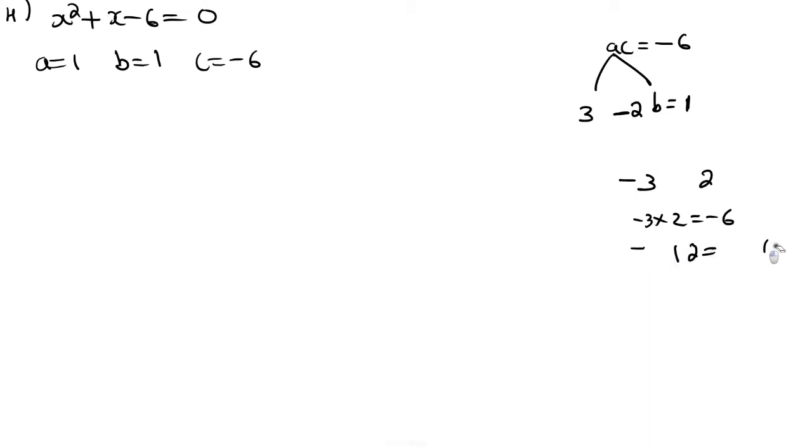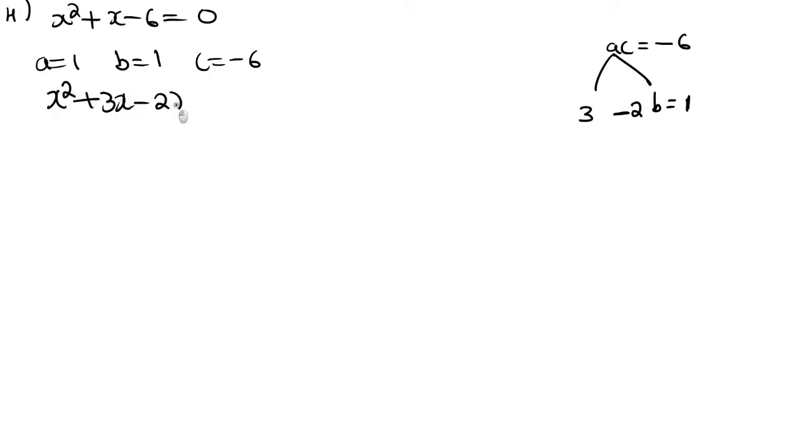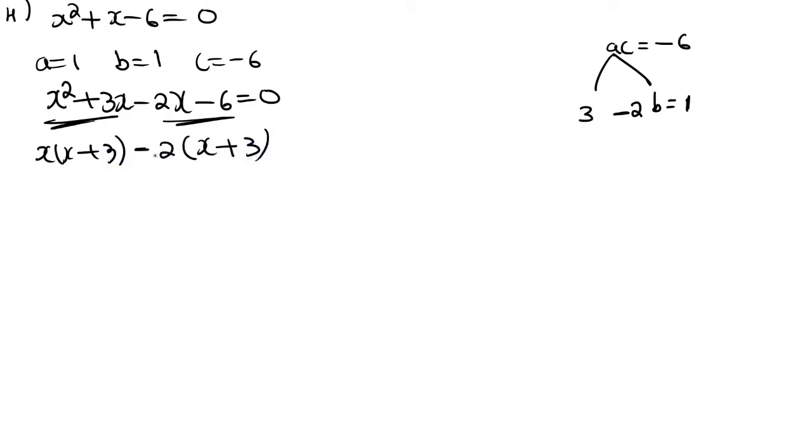Now rewrite the given equation. So here see, x square plus x can be written as plus 3x minus 2x minus 6 equal to 0. So here group these as terms, then x into (x plus 3). Here I will take minus 2 outside. What will you get? x plus 3. Why am I taking minus 2 outside? Because inside the bracket you need to get the same value.